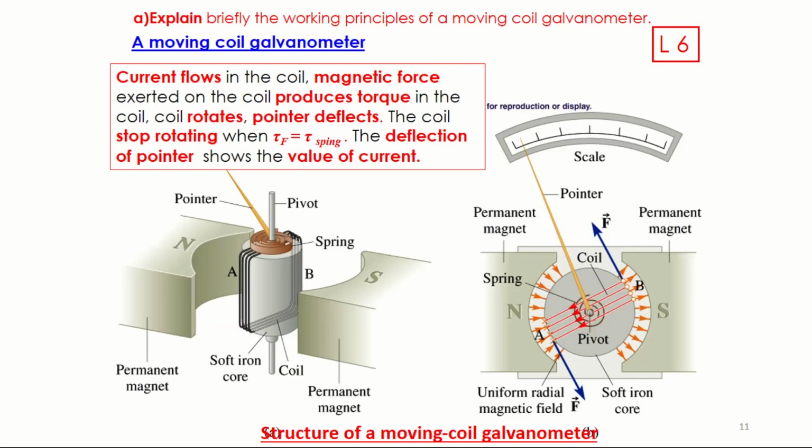A. Explain briefly the working principles of a moving coil galvanometer. This is the structure of a moving coil galvanometer. Current flows in the coil, a magnetic force is exerted on the coil, producing torque in the coil, and the coil rotates, so the pointer deflects. The coil stops rotating when the torque from the magnetic force equals the torque of the spring. So the deflection of the pointer shows the value of the current.